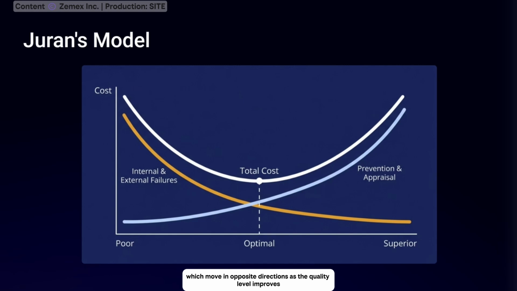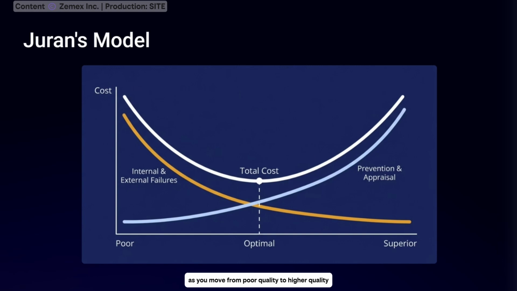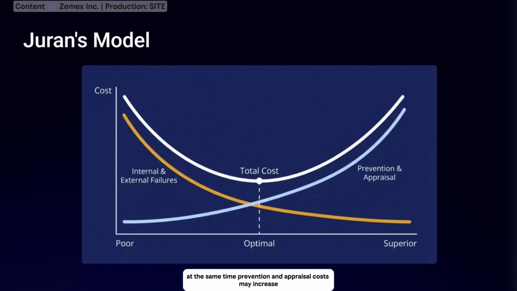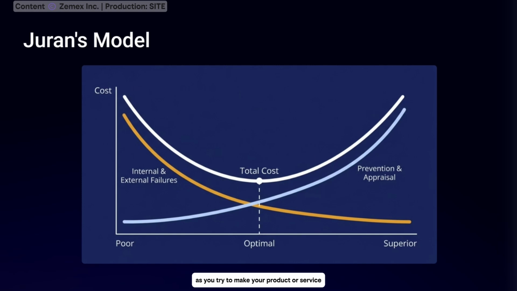As the quality level improves, internal and external failure costs tend to decrease as you move from poor quality to higher quality. At the same time, prevention and appraisal costs may increase as you try to make your product or service meet a higher quality level. People may debate which cost is more important. However, it is generally accepted that organizations aim for the point where the failure cost curve meets the prevention and appraisal cost curve. This intersection represents the point where the total cost of quality is minimized.